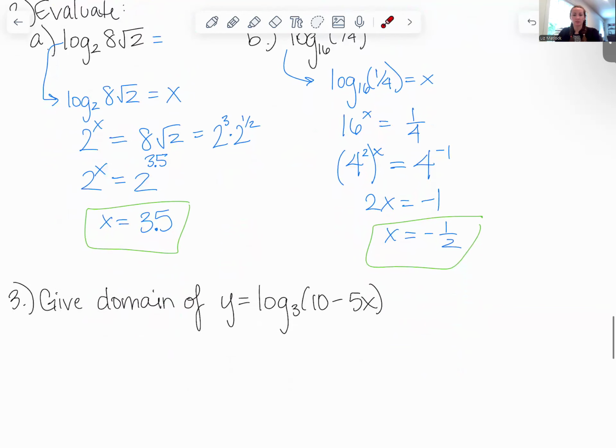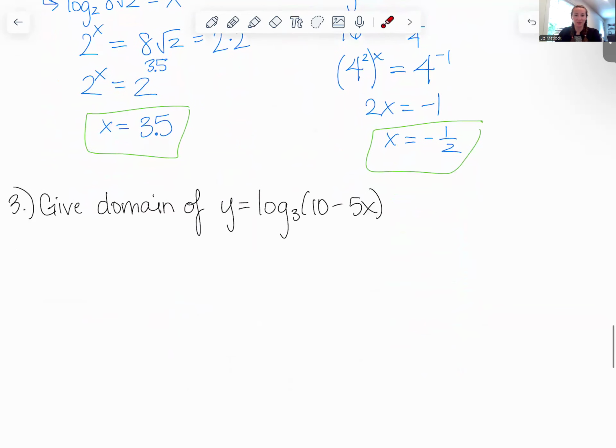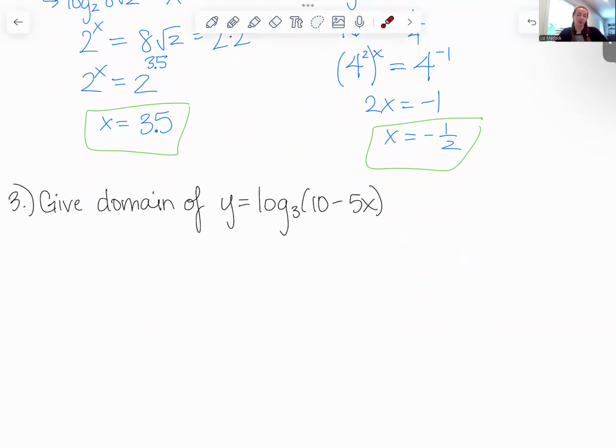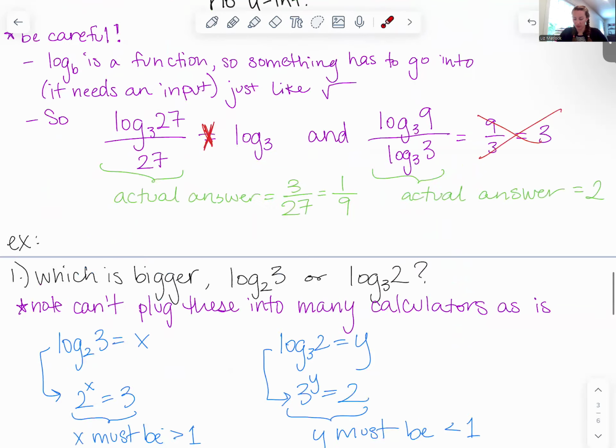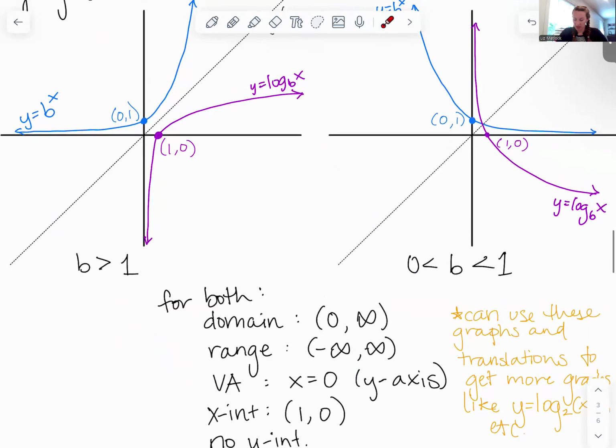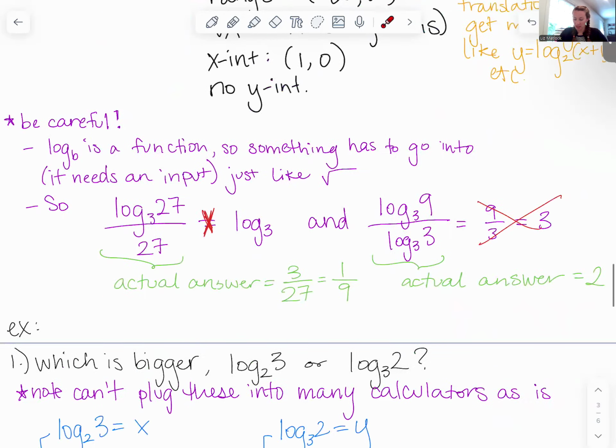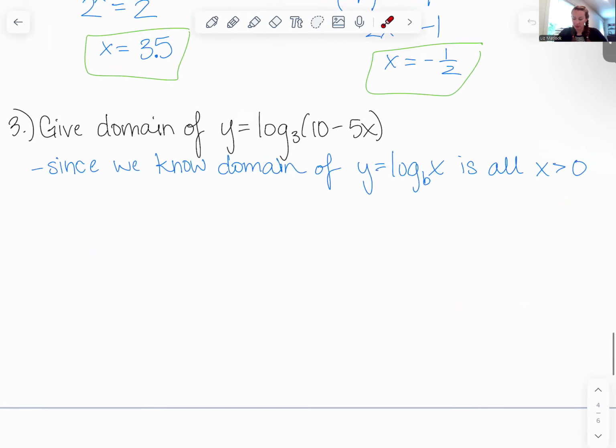All right, last one here, I promise. Give the domain of the function y is equal to log base 3 of 10 minus 5x. So we're not actually graphing it, we're just finding the domain. But because we talked about the domain of the log function earlier, we said that the domain of the basic log function is 0 to infinity. What that means is that the input here needs to be positive.